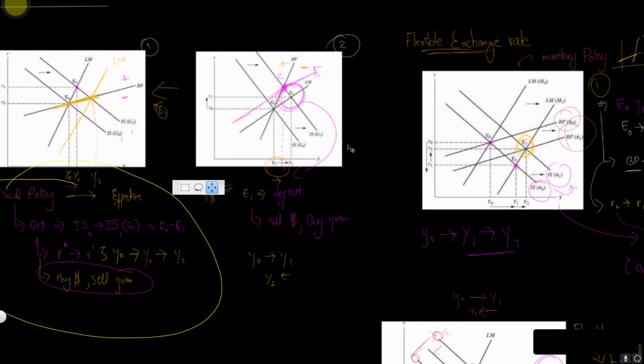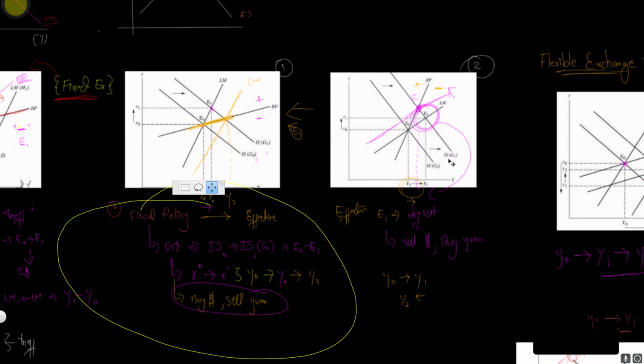And when we are discussing fixed exchange rate, the fiscal policies, in situations where we have a flatter line, we are going to have a greater output, whereas if we have a steeper or more inelastic line, we are going to have a slightly less effective policy.